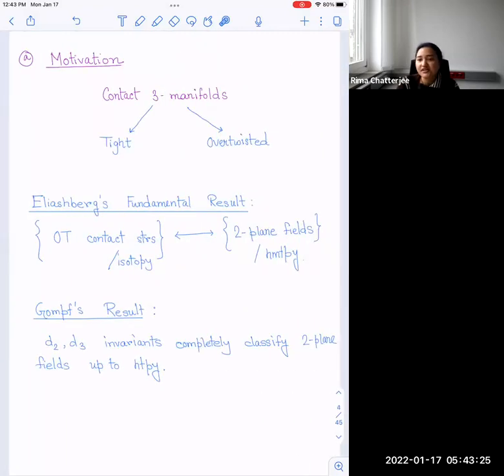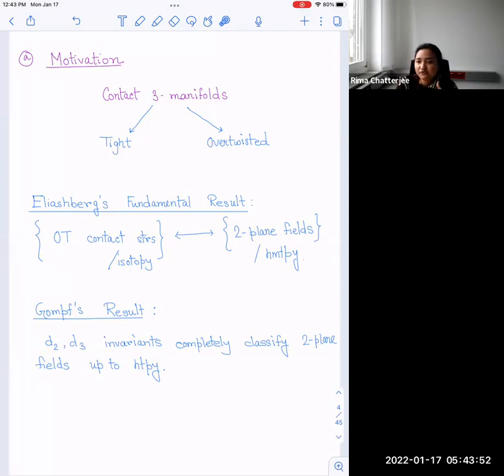The second result is by Gompf. What Gompf says is that d2 and d3 are two obstruction classes of two-plane fields. They completely classify two-plane fields up to homotopy. What are these d2 and d3 invariants? The d2 and d3 invariants basically measure how the two-plane fields are different on the 2-skeleton and on the 3-skeleton.